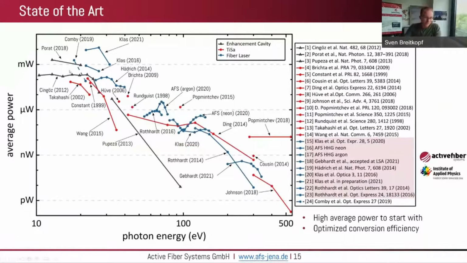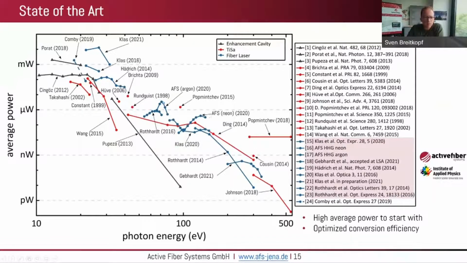And don't be intimidated by this plot. It simply shows the photon energy, which is sort of a measurement for the wavelength. So higher photon energy means shorter wavelength in the XUV, and the average power that was achieved at these photon energies. These are some record values that were obtained over the last 2 decades in different labs worldwide.